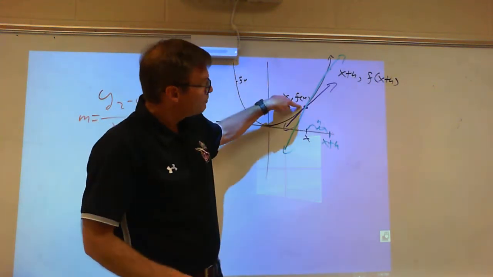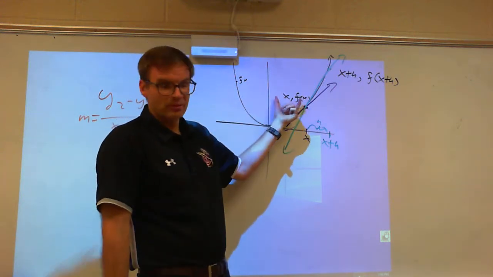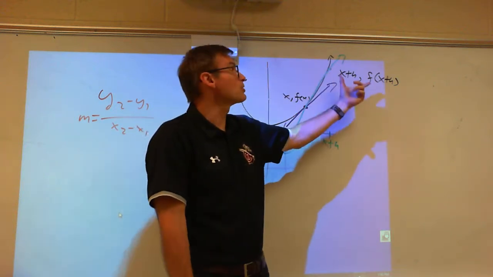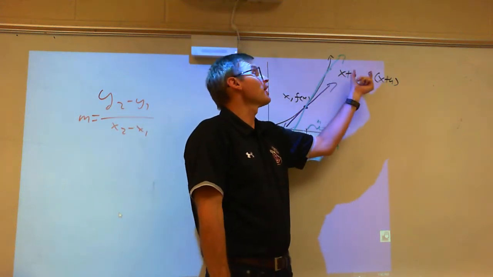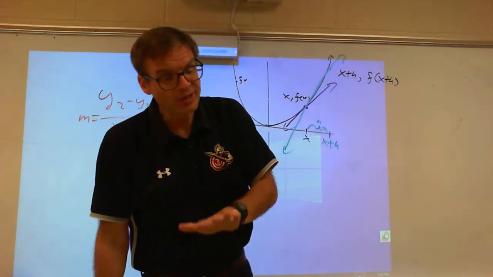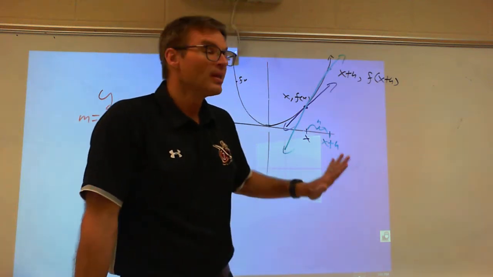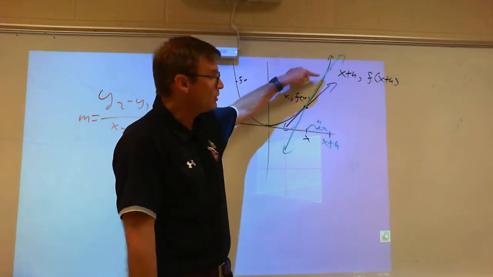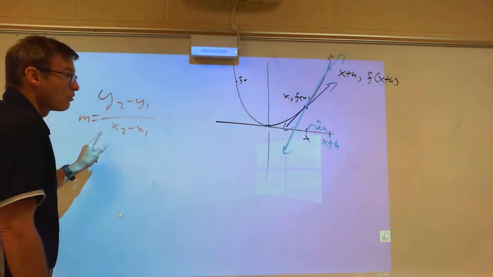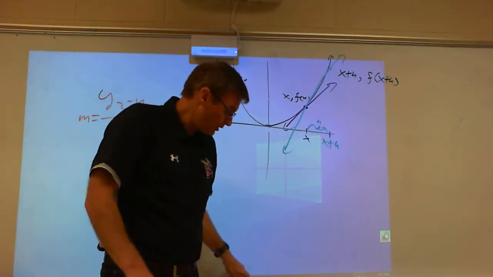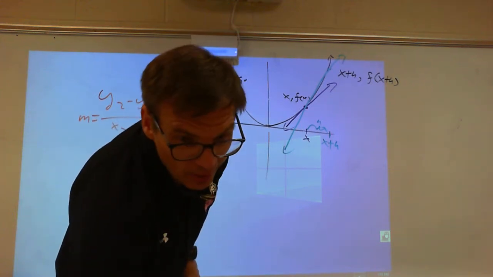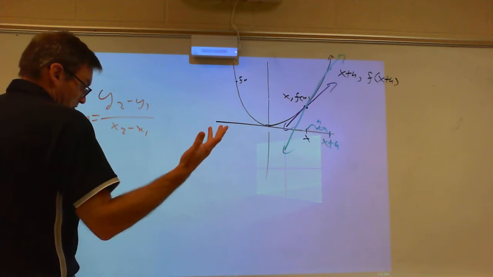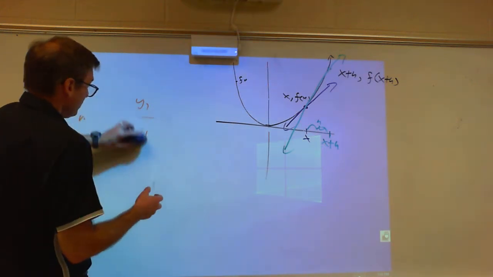So I have this purple dot that's got coordinates x comma f of x, and then I have this green dot that's coordinates x plus h comma f of x plus h. And here's what I need everybody to do: I want you to find the slope between these two dots using this formula. So I'm going to hit pause. I'm going to give you 30 seconds.